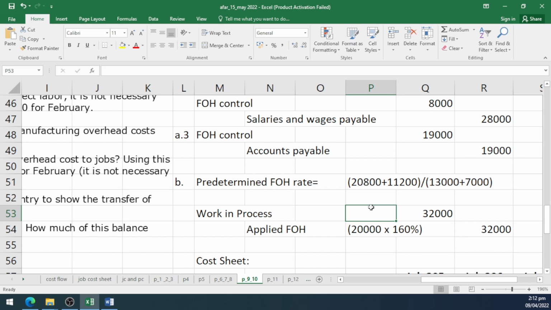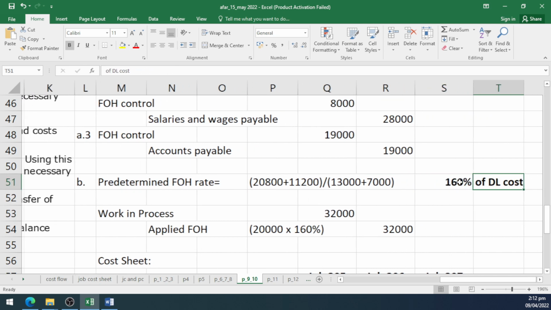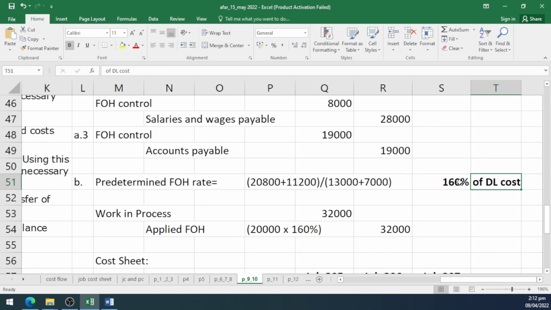So that's 32,000 over 20,000 DL cost. So that is 160% of direct labor cost. That is our predetermined overhead rate.